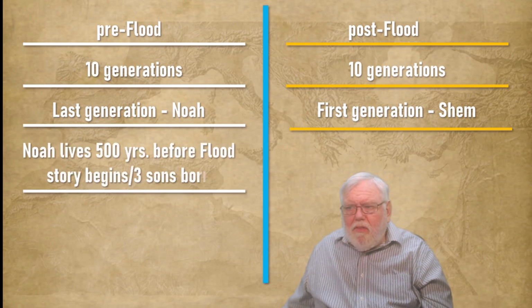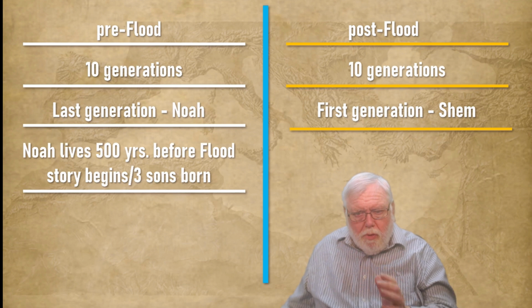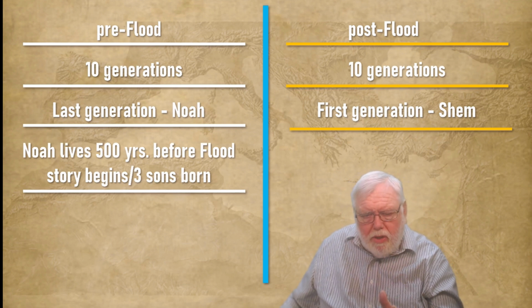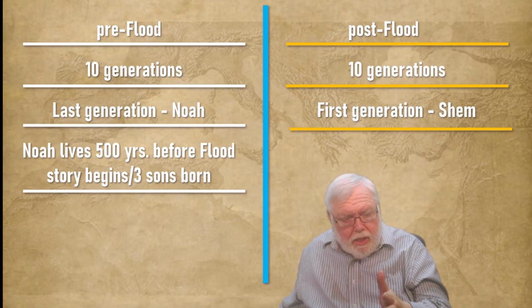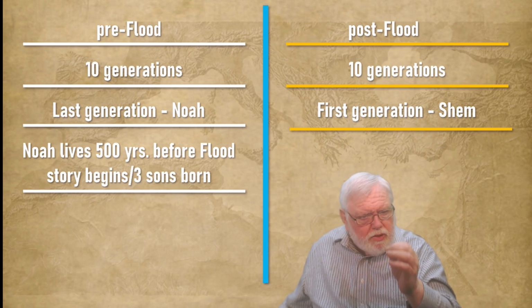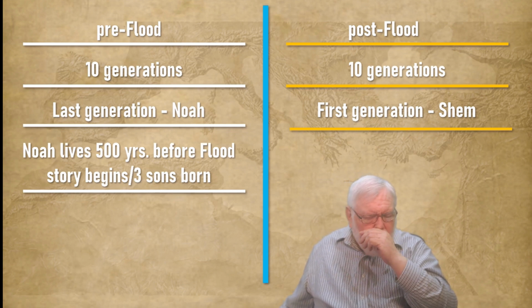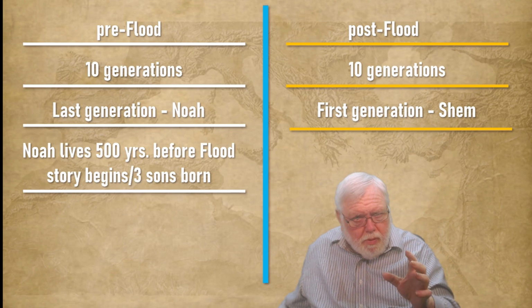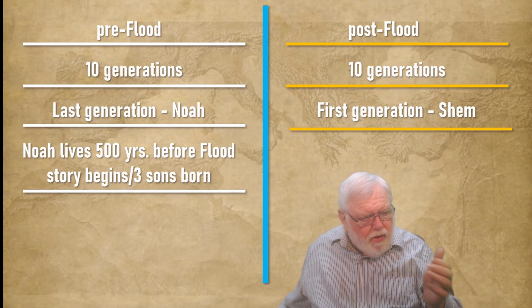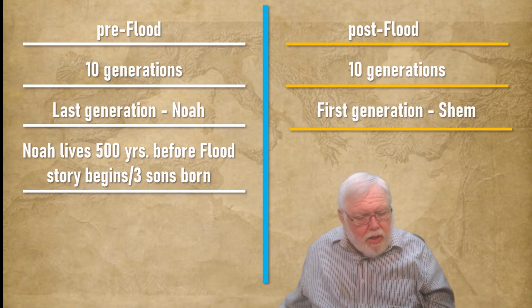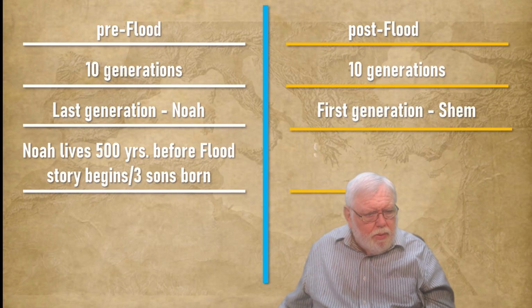Noah lives 500 years before the flood story begins. The flood story begins when he's 500 years old. The flood begins when he's 600 years old. But when the story begins, it says that he was 500 years old. So they're linked. It mentions that it's his age before Shem and Japheth are born. But it also mentions 500 years at the beginning of the flood story. When he was 500 years, God comes to him and says these things.